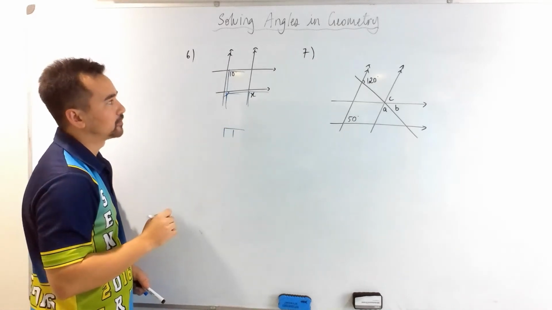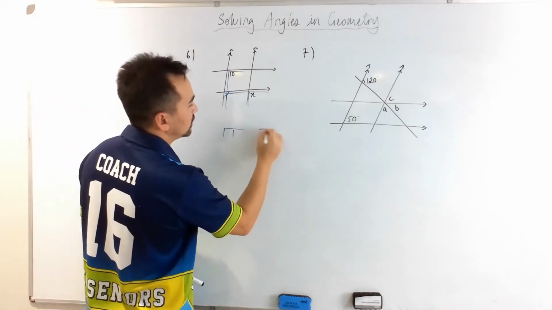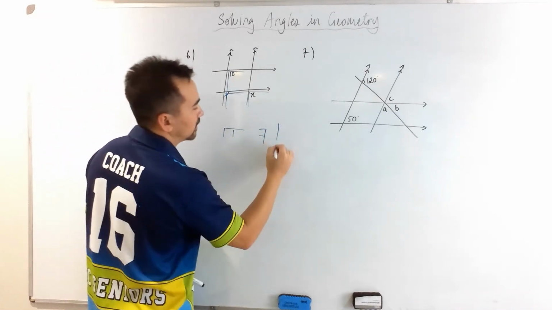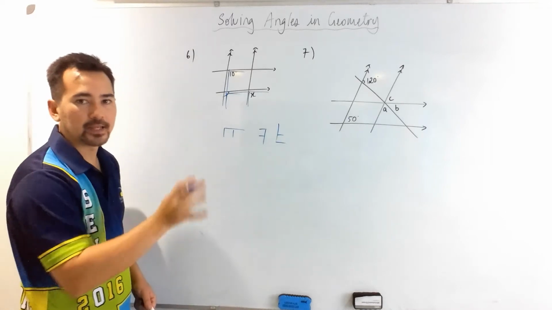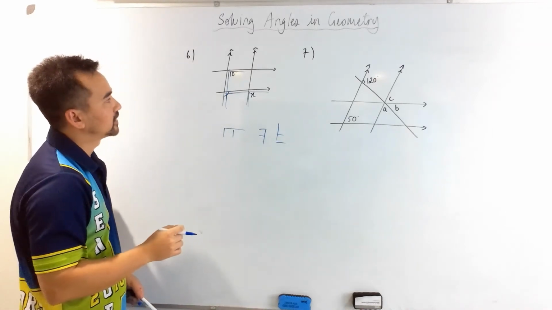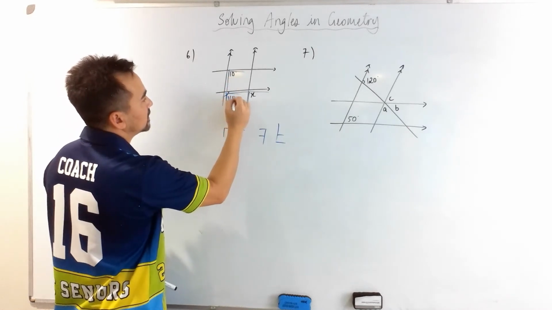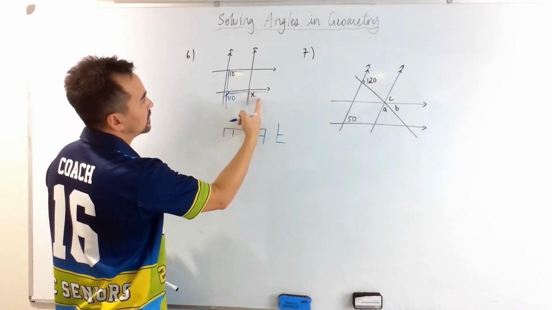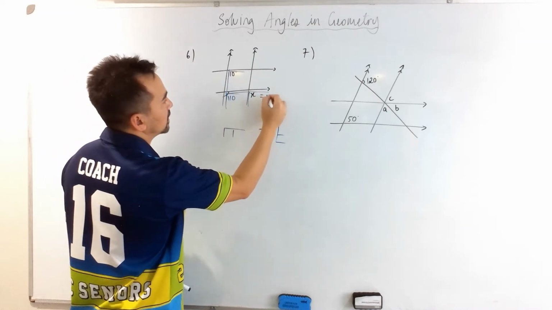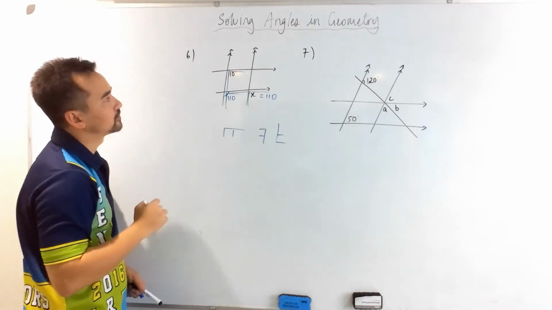You're allowed to do that. In fact, you're allowed to use the F rule like that, or the F rule like that. Any manipulation of that is fine. Okay? So if that's 110, this is 110, which makes this x equal to 110 also.